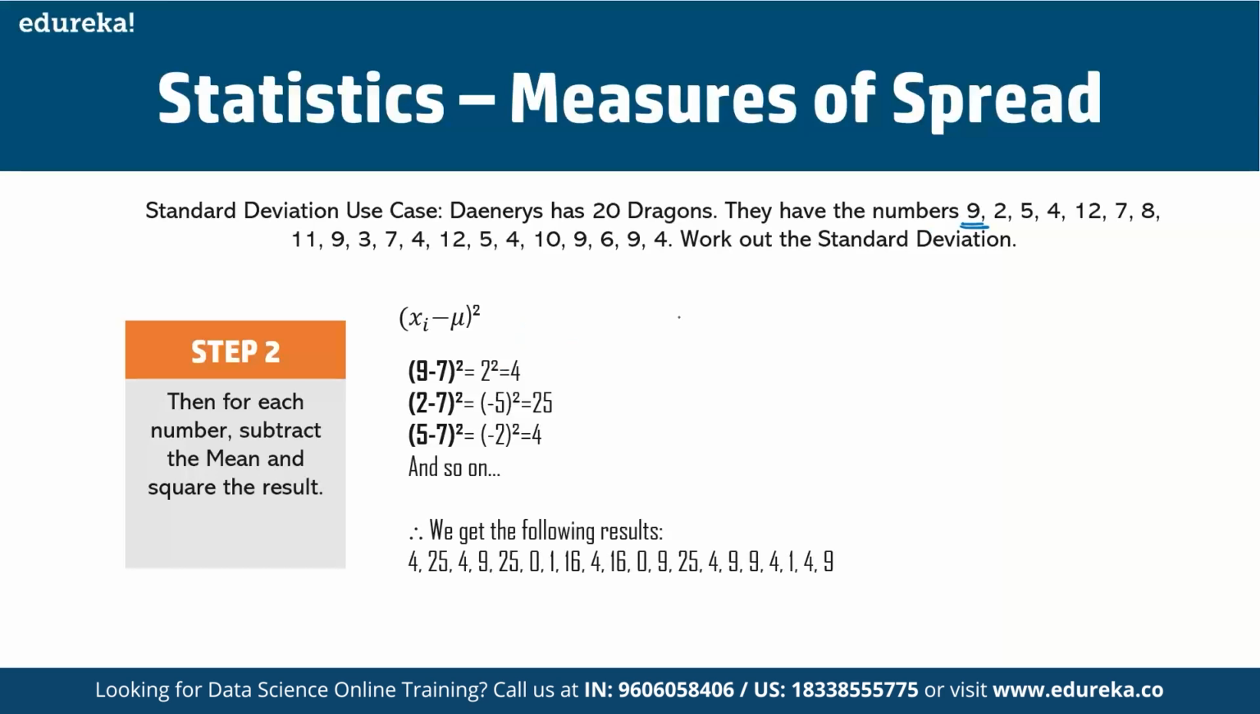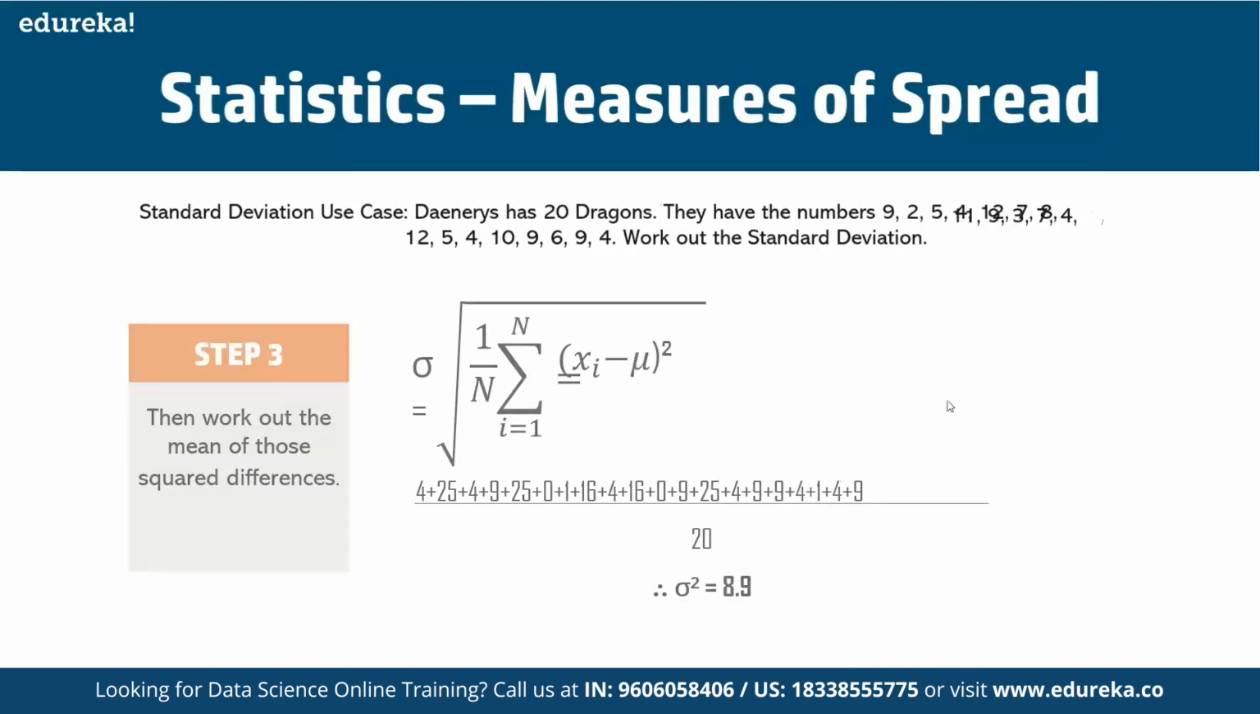So for this data point, we have 9 minus 7. Then I have 2 minus 7. Then I have 5 minus 7, 4 minus 7, and so on. I need to square all these terms. I'm going to get some value here. I need to add all those values and find the average. So this is how I'm going to calculate my standard deviation.